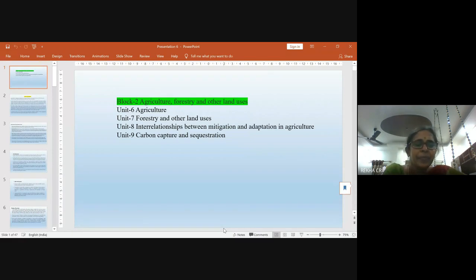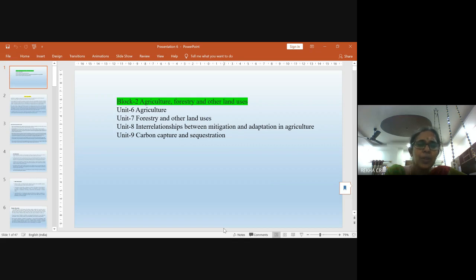So yesterday we discussed block one, that is adaptation and mitigation. Today we shall discuss block two of MEV 023, that is agriculture, forestry, and other land uses. As you all know, this is the third paper, MEV 023. It has four blocks. Yesterday we discussed the first block, adaptation and mitigation. Today we shall discuss the second block, agriculture, forestry, and other land uses.